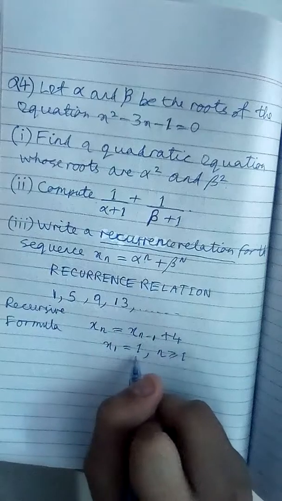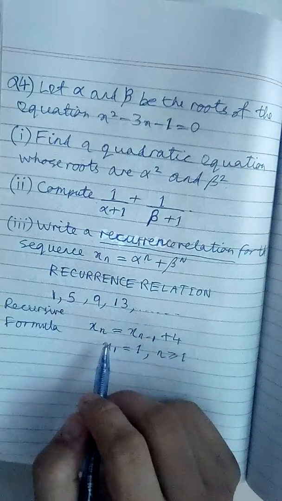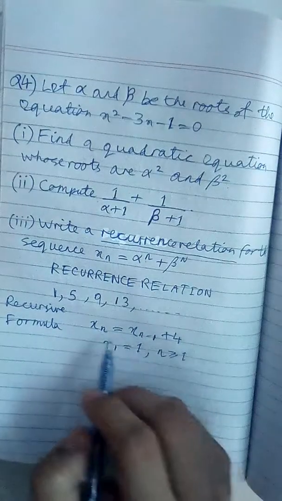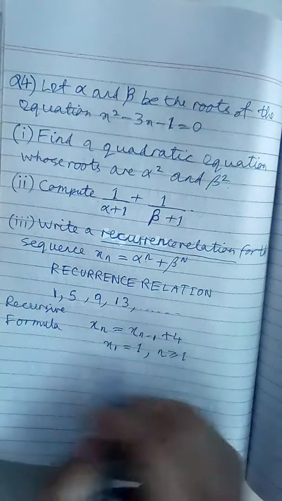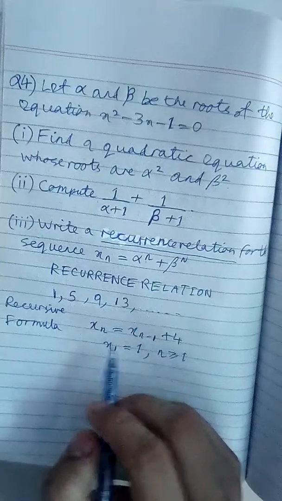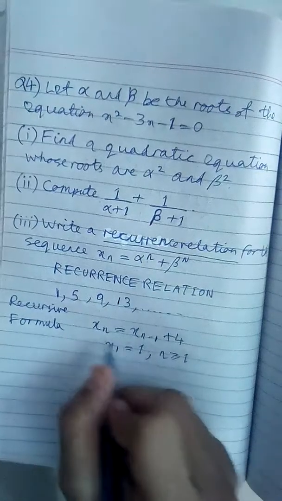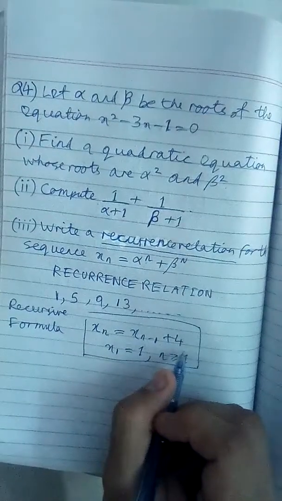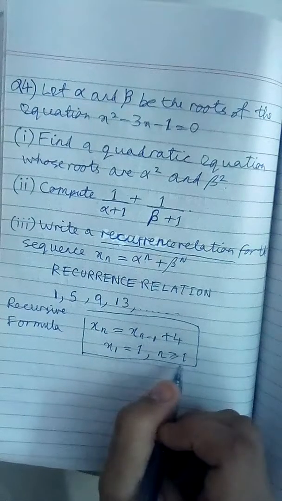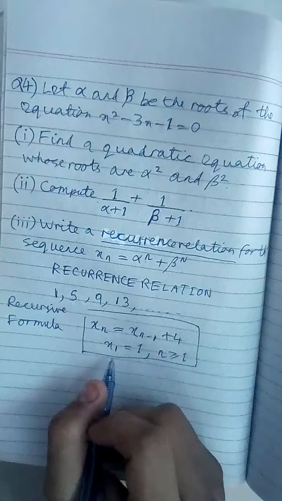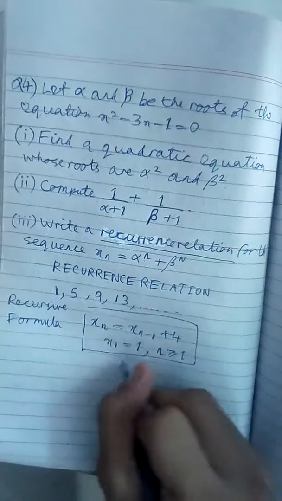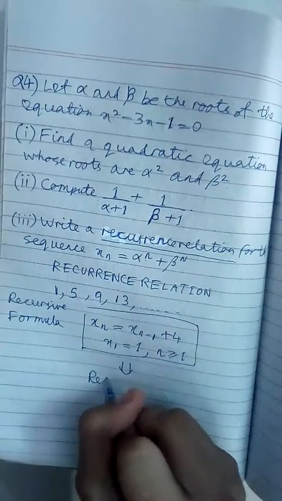The value of x1 should be stated, and then respectively we would have the values of x2, x3, x4 and so on. So this whole relation, including the recursive formula, the range of n, and the first term or the first two terms, is known as the recurrence relation.